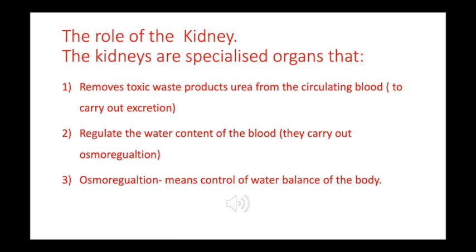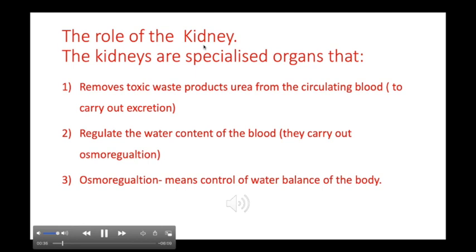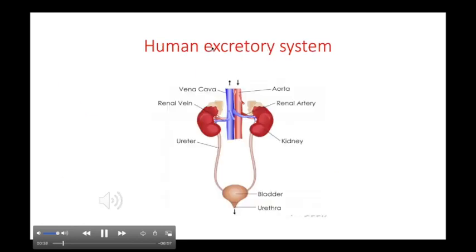And our kidneys are very well adapted to do this function. This is the diagram of the human excretory system. The human excretory system consists of the following parts. Aorta will supply oxygenated blood to the kidneys. Vena cava will supply deoxygenated blood towards the heart for oxygenation again.